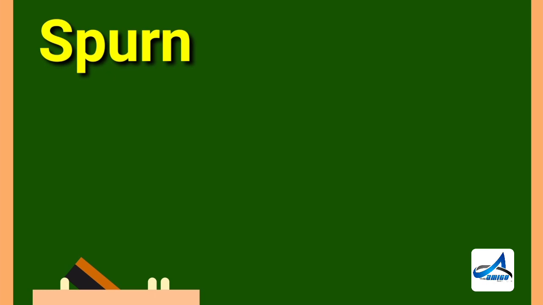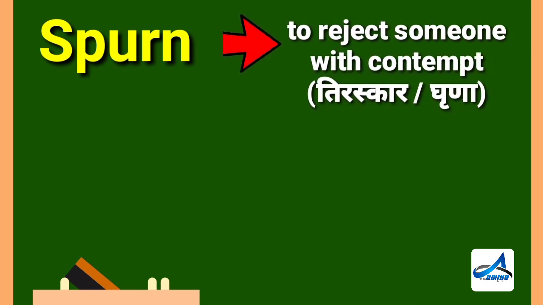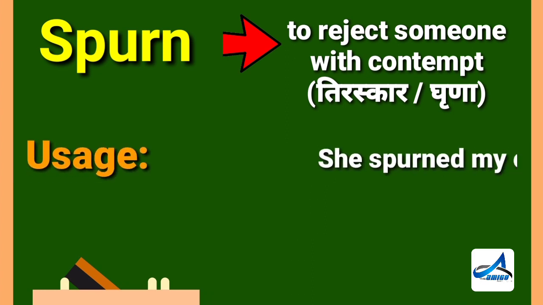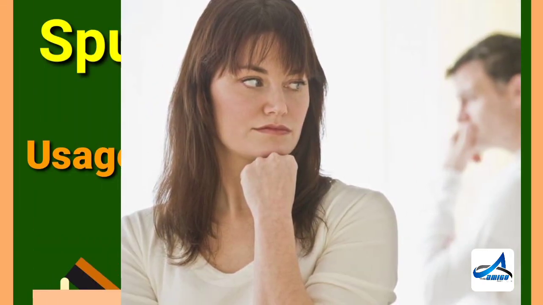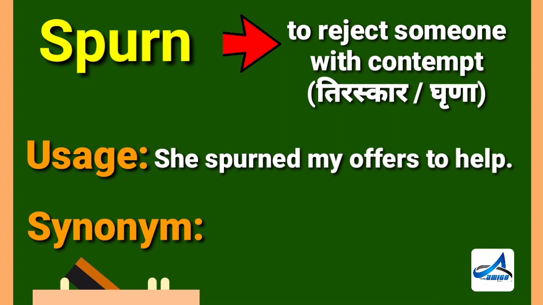The next word that I have for you is spurn. It means to reject someone with contempt. Its Hindi meaning is tiraskar ya fir ghrina. Now look at its sentence. She spurned my offers to help. Its synonym is refuse.